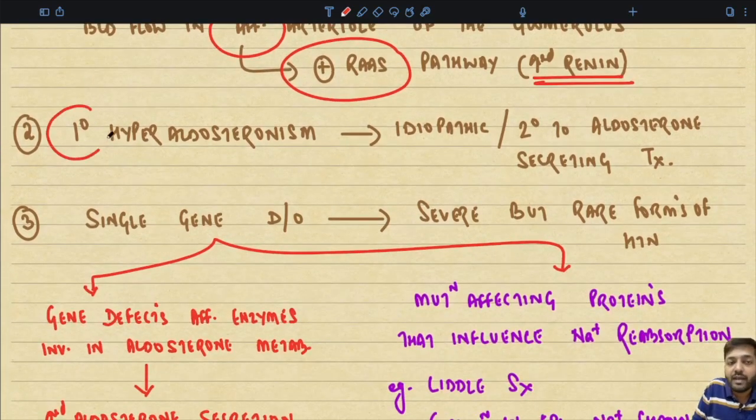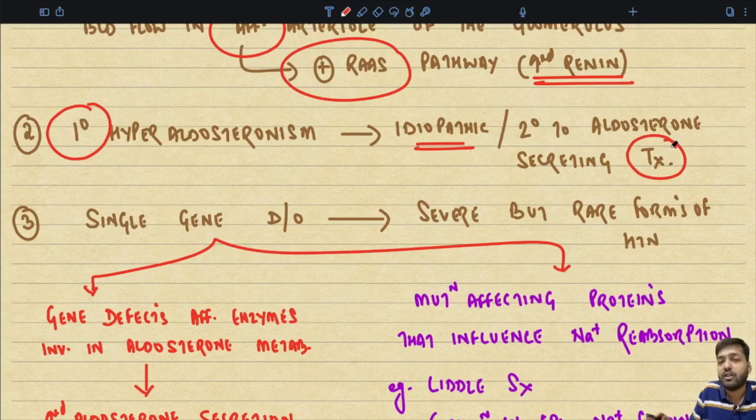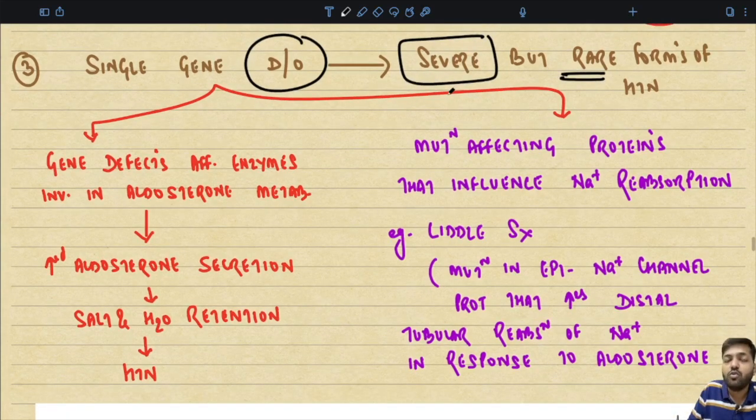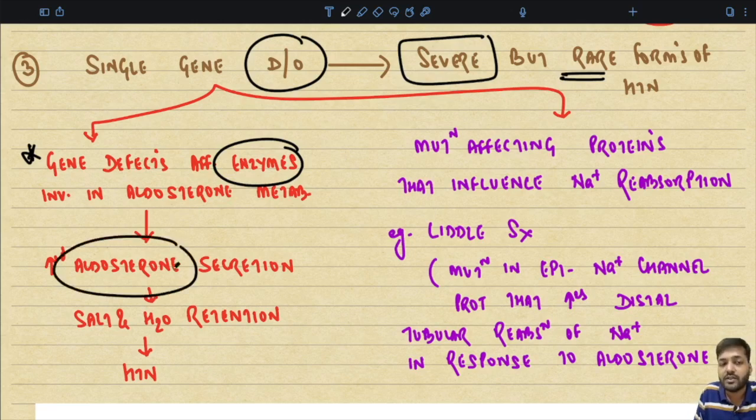Now, any cause of primary hyperaldosteronism, which might either be idiopathic or secondary to an aldosterone secreting adrenal tumor. In any of these conditions, as we know, aldosterone is increasing the sodium reabsorption in the distal tubules and ultimately causing a rise in the blood pressure. Now, apart from that, there might be certain single gene disorders, which are quite rare forms of hypertension, but when present, they are quite severe. There are two types of single gene disorder. There are certain gene defects affecting the enzymes involved in aldosterone metabolism. Because of defects in these enzymes, there is an excessive amount of aldosterone secretion which will cause salt and water retention, ultimately causing hypertension.